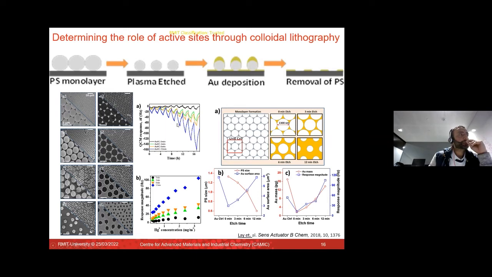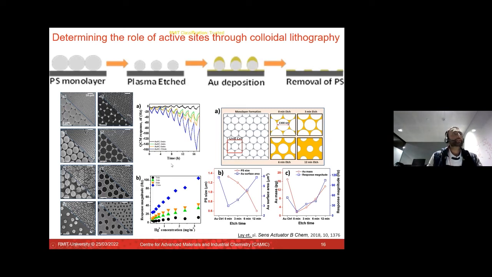Of course, we did gas sensing with this, and from our data, we could see that as you reduce the polystyrene size, your sensor response to mercury increases. Why? Because you've got more gold, you've got more sensitive layer on the surface. So that just makes sense.